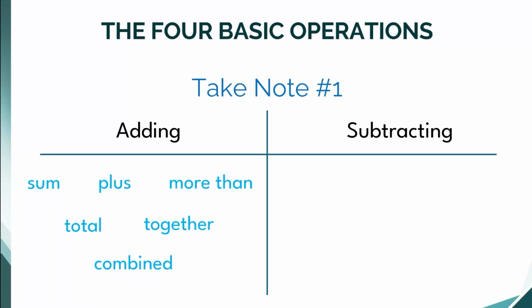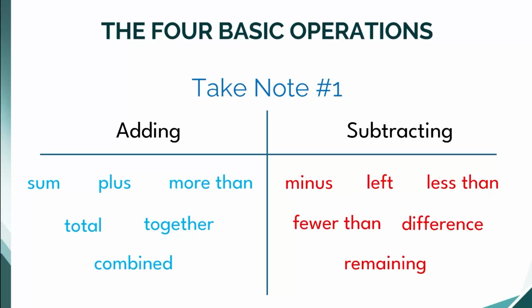And the same is true of subtraction. There's a lot of different vocabulary words that, again, we just have to kind of memorize because they're not always going to use the word subtract. Some of those are minus, what is left, less than is another one, fewer than, the difference between two numbers, or we could say what remains. And keep in mind, these are not comprehensive lists. There might be other ways to talk about adding and subtracting, but these are probably the most common ones that we would come across on the GMAT.